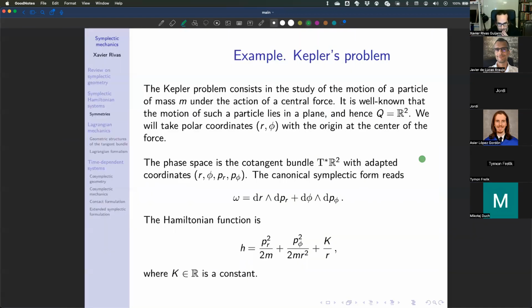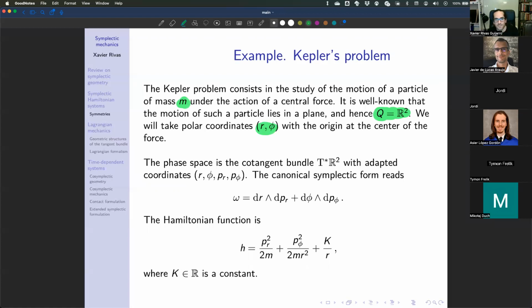Okay. Now an example, because we will see how Noether's theorem allows us to prove that the angular momentum is preserved, is a conserved quantity in Kepler's problem. So in order to describe Kepler's problem, we have to consider a mass m under the action of a central force. Of course, we know that this motion lies in a plane, so our configuration space will be R2. We will take polar coordinates in R2, centered at the origin, where the force is.